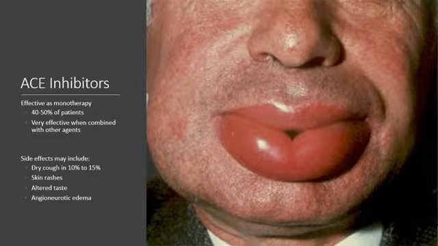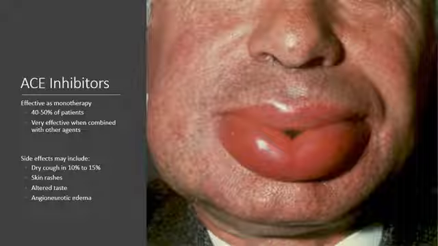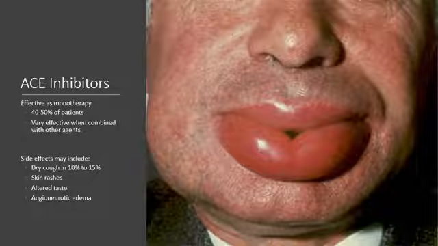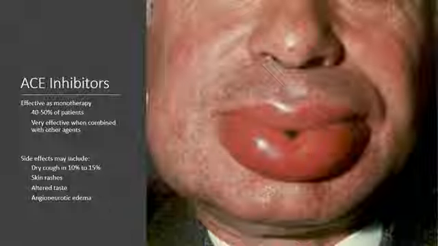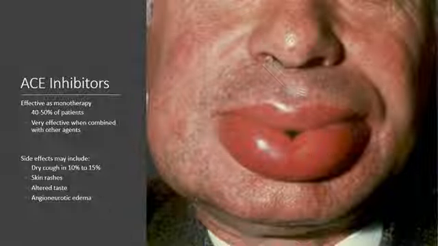They can also have some interesting skin rashes, and this picture here is a nice picture of angioneurotic edema that can impact the lips and or the tongue, and it can be very significant swelling that has been so significant that patients have needed to be admitted to the hospital to help maintain a patent airway.